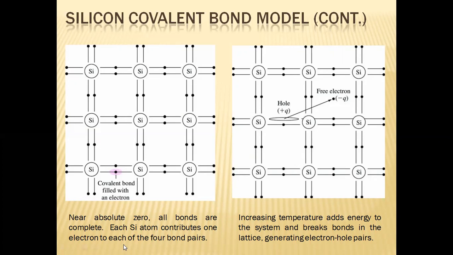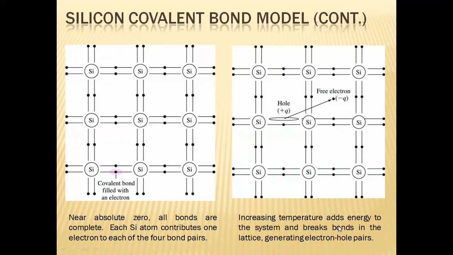Looking at here, near absolute zero, all bonds are complete. Each silicon atom contributes one electron to each of the four bond pairs. So four different bond pairs, each will be shared: one pair, second pair, third pair and fourth pair.